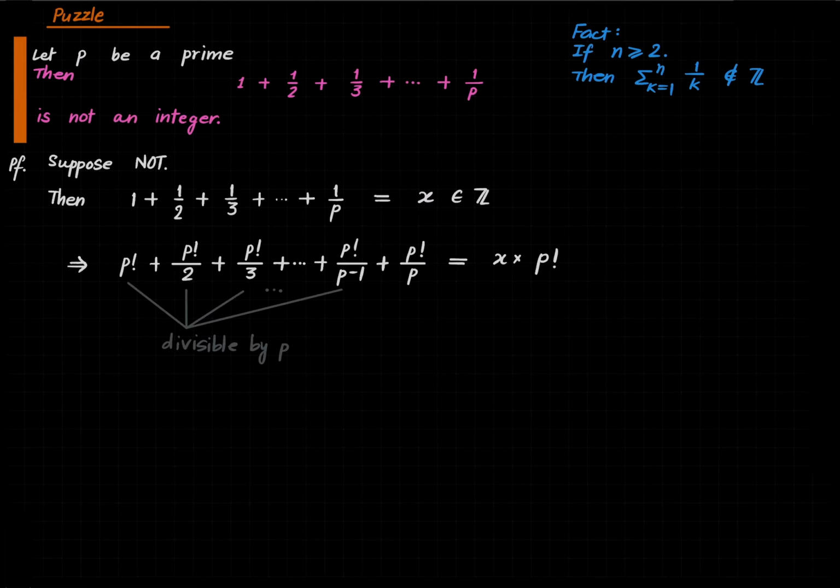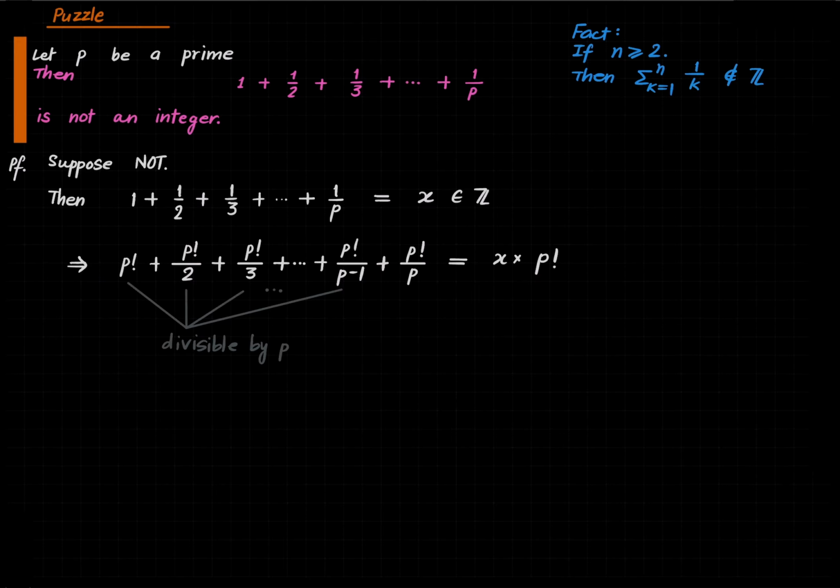Right? Because there's a glaring p sitting on top. After you cancel out the 2 here, in the expansion of p factorial, there is a p sitting over there. Similarly for all of them. So this is divisible by p. The right hand side clearly is divisible by p.